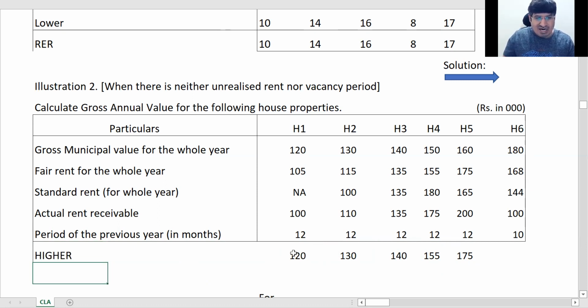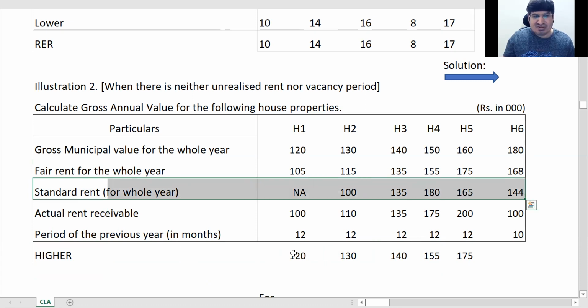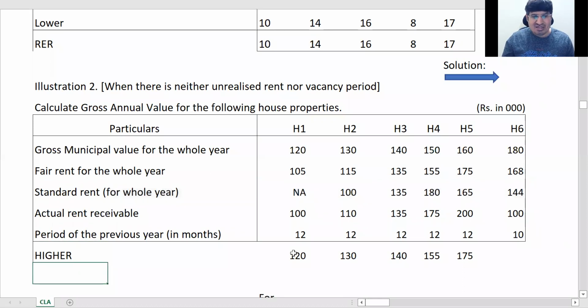अब हायर के नीचे हम स्टैंडर्ड रेंट डालते हैं. तो चलिए अभी नीचे डालने की जरूरत नहीं, ऐसे कंपैरिजन कर लेंगे ये और ये। तो 120, लोअर 120, 120 करेक्ट, 100, 135, 155, 165.